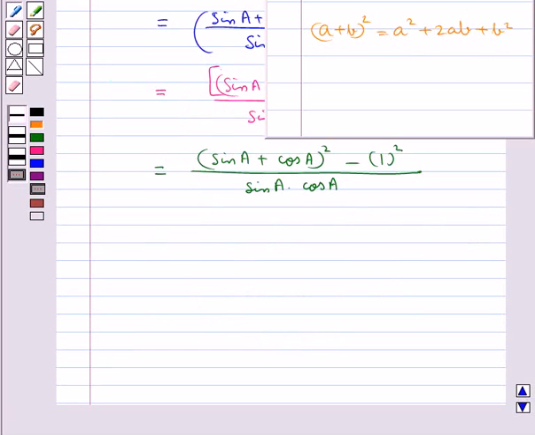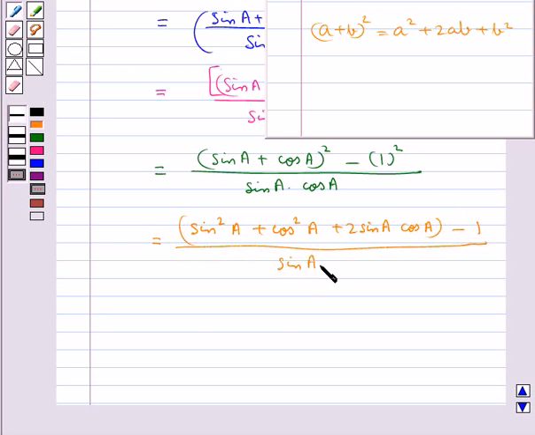Now we know the identity (a + b) the whole square equals a square plus 2ab plus b square. So we apply this identity in this first bracket. So this would be equal to sin square A plus cos square A plus 2 sin A into cos A, minus 1 square, that is 1, whole upon sin A into cos A.